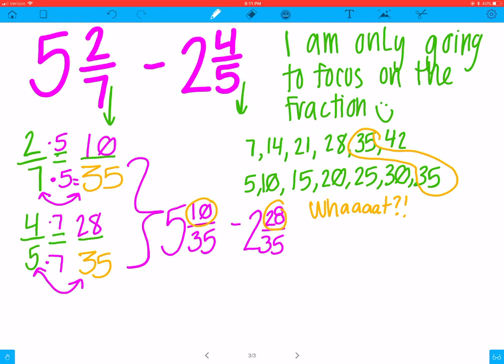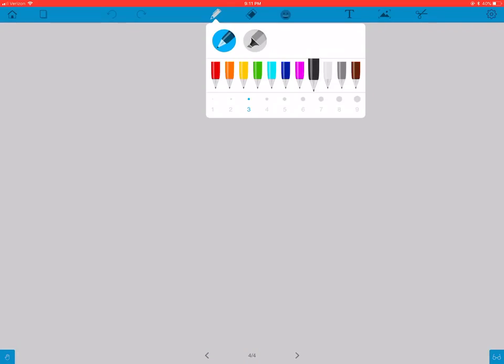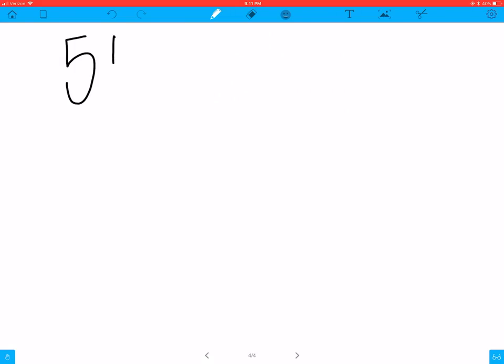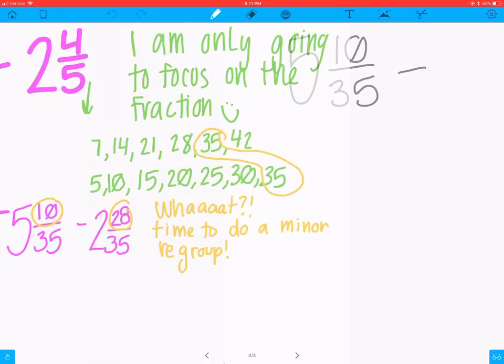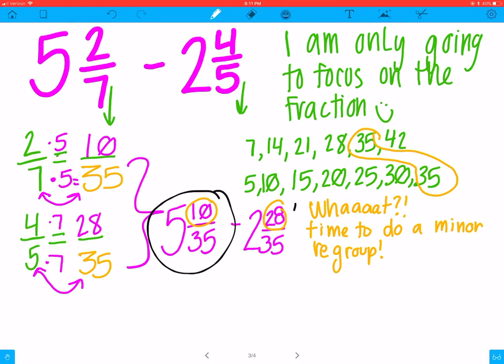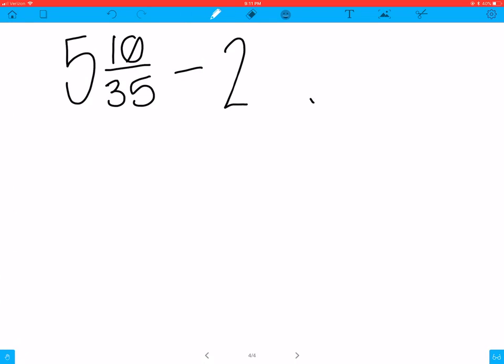Oh, okay. Now I need to bring in some strategy that I have. Now it's going to be a new page, so again, hold on. But now I need to do some minor regrouping. This may be familiar to you. Now, when we regroup, we need to make sure we have the problem written. Now you see I'm going to go back to the page and make sure I write it correctly. I already know it's 5 with 10/35, and we subtracted 2 and 28/35. Go back to my other slide and write it down.